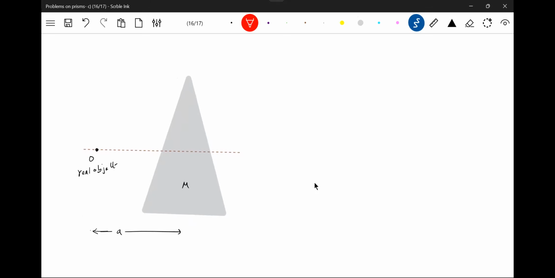A real object is kept. I want the position of the image. A point object is kept. So where the image will be formed, the image of this particular thing has to be located here. This is the first time I'm bringing a problem where a point object is used, because in all the problems we took earlier, a beam of light was incident on a prism. So here we have a point object, a real object is kept. Where will be the position of the image?